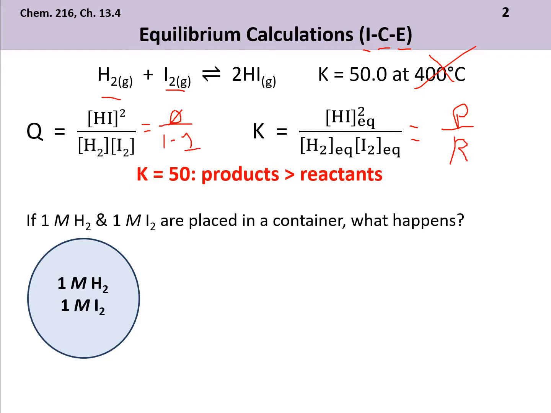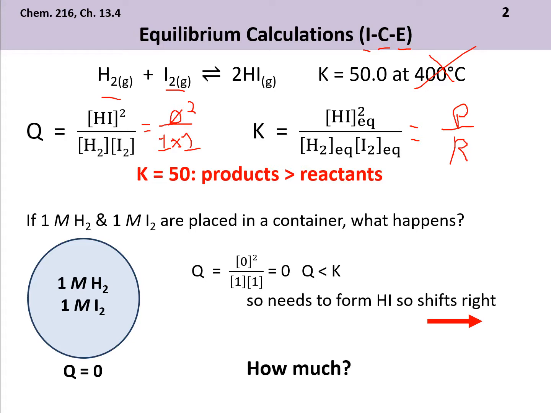This reaction doesn't tell you anything about the amount of HI either, so there is none. So I have 0 over 1 times 1. That's 0 squared, which means that my Q is going to be equal to 0. Now, Q is equal to 0, so I do a number line. Q is 0, and my K is 50. So what does that mean? I'm going to shift from Q to K. I always shift from Q to K. So I'm going to shift right.